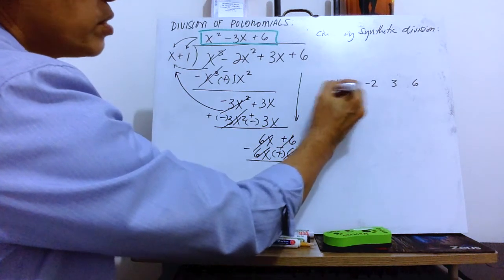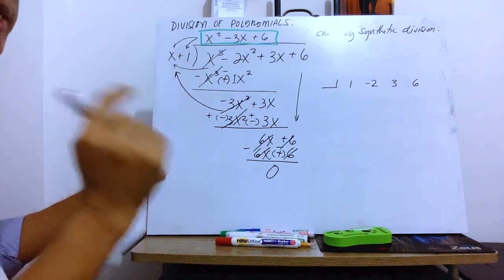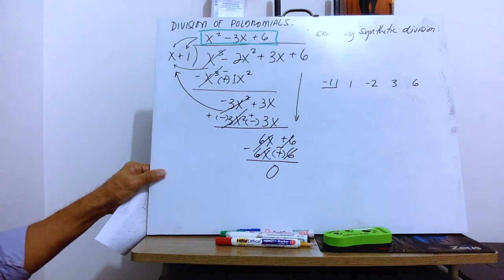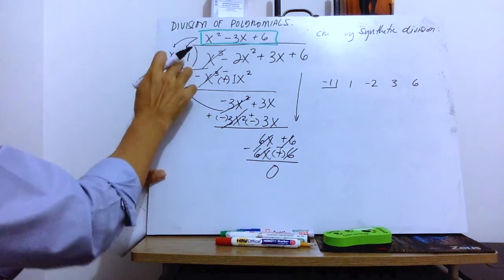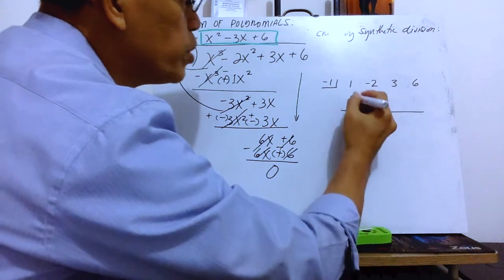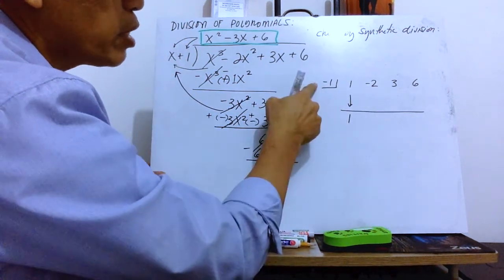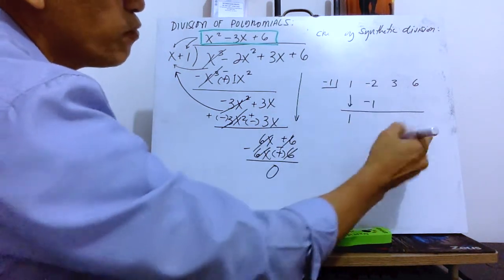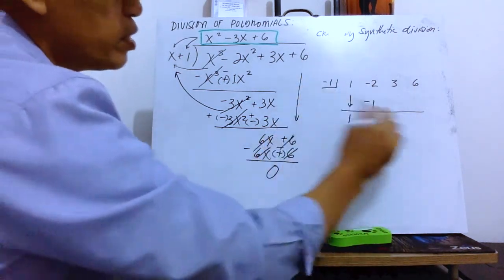And then the divisor, if that's x plus 1, we change the sign of 1, we make it negative 1. That's how we do it. If that's minus 1, positive 1. We bring down the first term, that's 1, then multiply by negative 1. So 1 times negative 1, that's negative 1. Then we add. What is negative 2 plus negative 1? That's negative 3. Negative 3 times negative 1, that's positive 3.